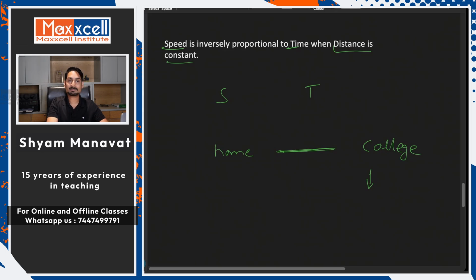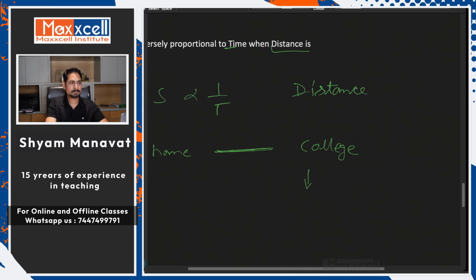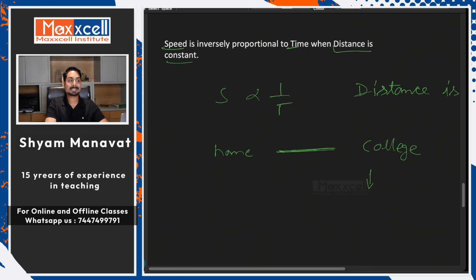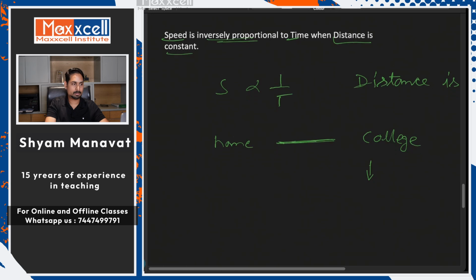So what is the relationship between speed and time? If distance is constant, remember, then it is inversely proportional. If distance is constant, speed is inversely proportional to time. So time is inversely proportional to speed. So the relationship is what? Inversely proportional. One increases, the other decreases. Will you remember that?